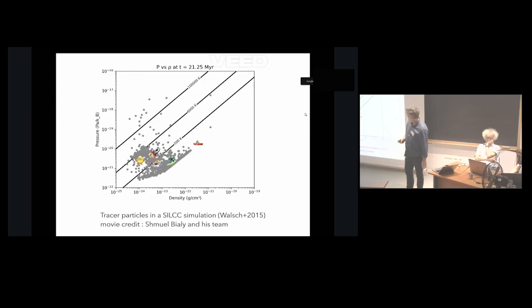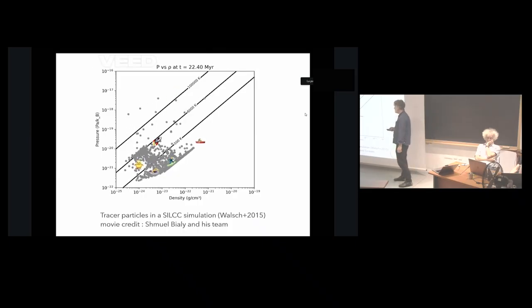I cannot resist showing this video that Shmuel Gaili showed me last summer. This is a pressure density diagram of a SILCC simulation, so it's the group of Stephanie Walch. And what you see is, as time goes by, there are tracer particles in the simulation. It's a multi-phase simulation with stellar feedback forcing, supernova feedback. So you saw, this is the CNM branch.